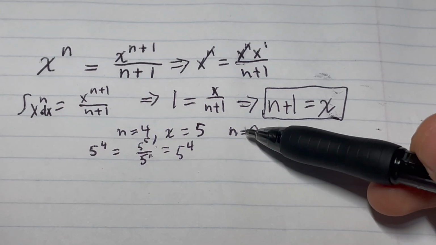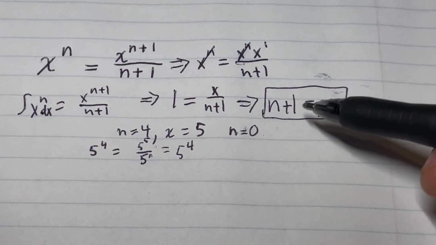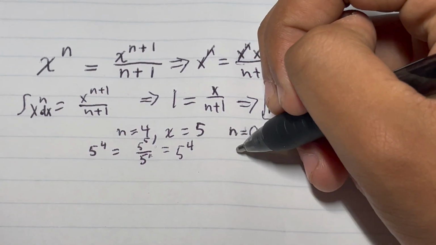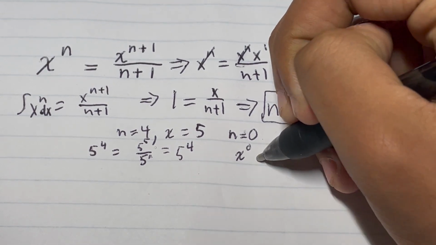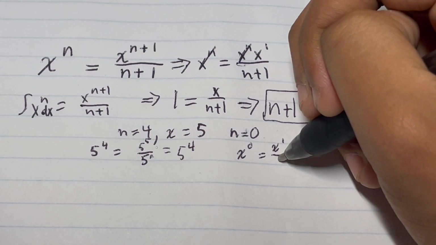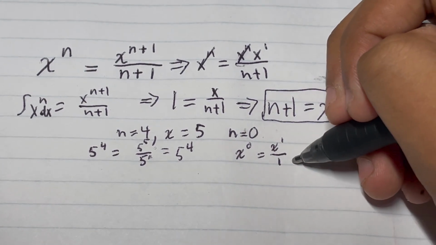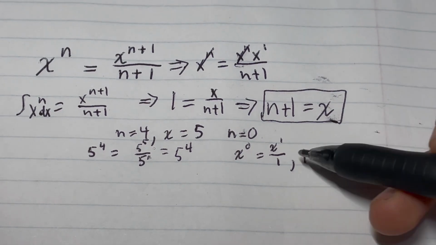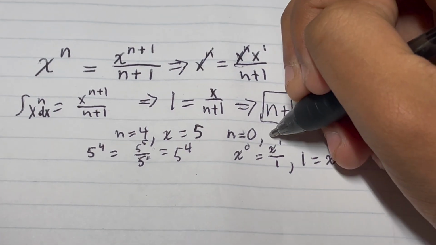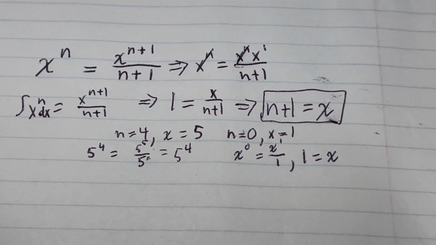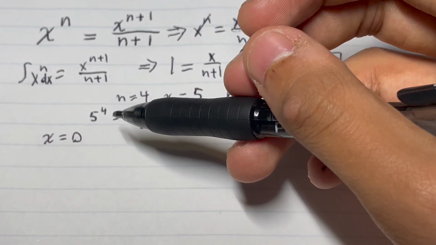Let's see what happens if n equals 0. Before we say what x is, let's just plug in n equals 0 into this equation. We get x to the power of 0 equals x to the power of 0 plus 1, divided by 1 again. x to the power of 0 is just 1, and that is equal to x. So that means x would have to be equal to 1 in this case, which makes sense according to our answer right here. What would happen if x is equal to 0?